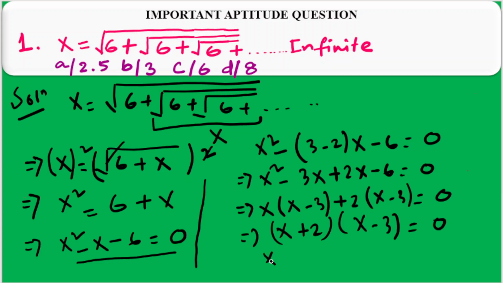So if we take x plus 2 is equal to 0, x will become x equals to minus 2, and x minus 3 is equal to 0, so x equal to 3. So x equals minus 2 cannot be the answer. So answer is x equal to 3. So option B is correct answer.